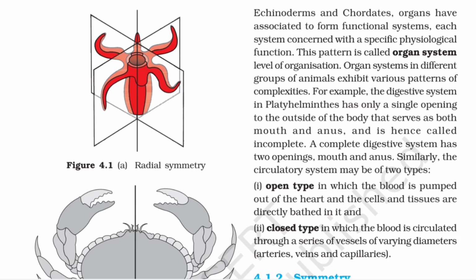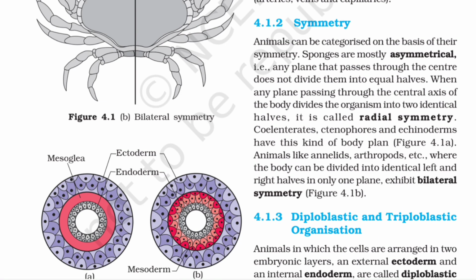Similarly, the circulatory system may be of two types. First, open type, in which the blood is pumped out of the heart and the cells and tissues are directly bathed in it. And second, closed type, in which the blood is circulated through a series of vessels of varying diameters, for example arteries, veins and capillaries.